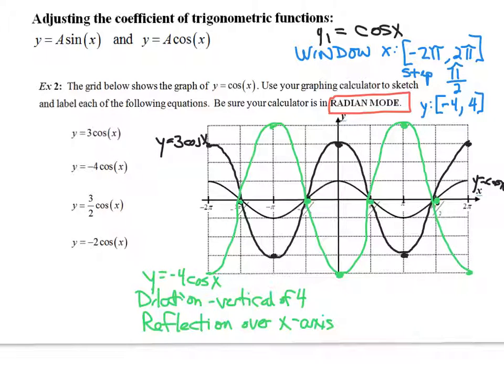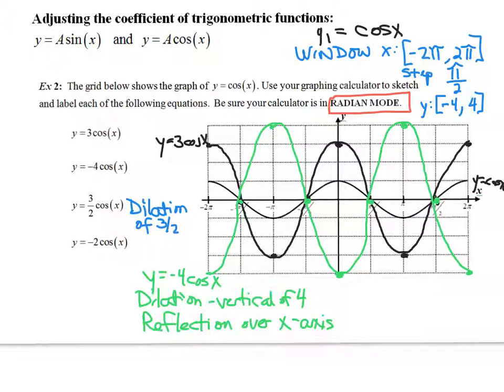Let's do the next one in a different color. I think I'm going to switch this time to blue. So we want 3/2 cosine of x. This should be a dilation of 3/2 in the vertical direction. 3/2 is just the same as 1 1/2.